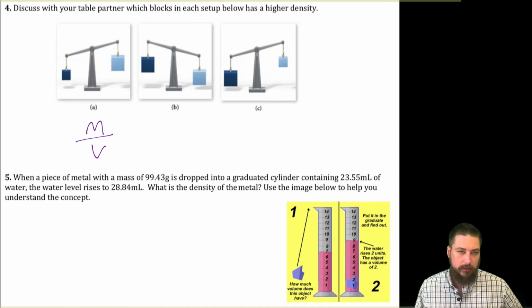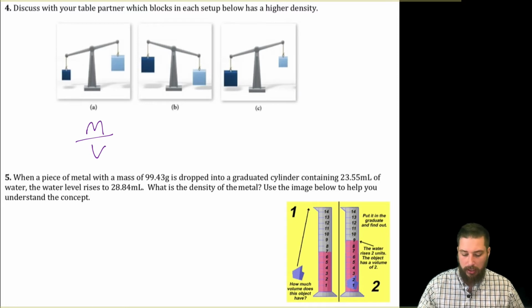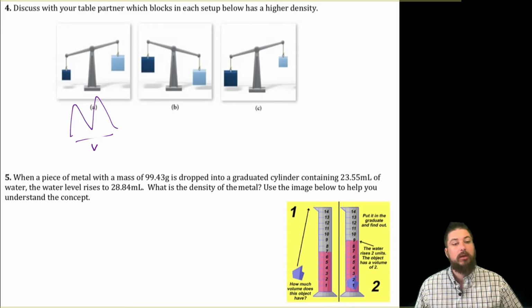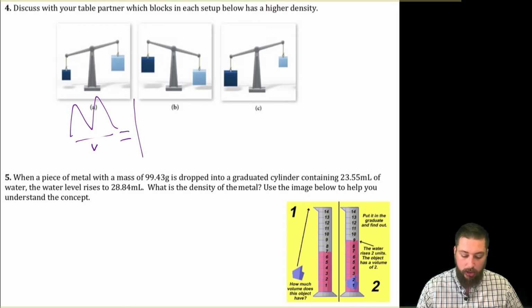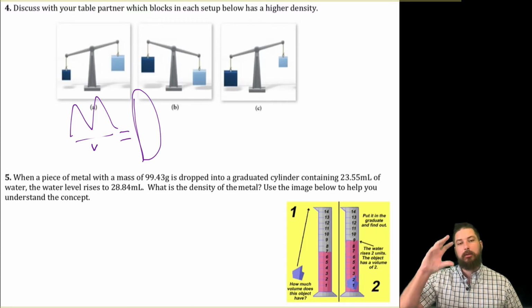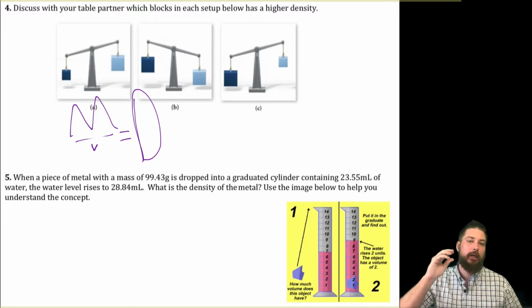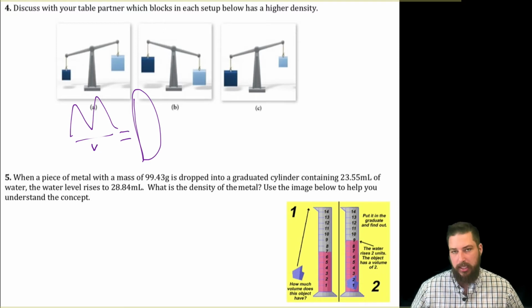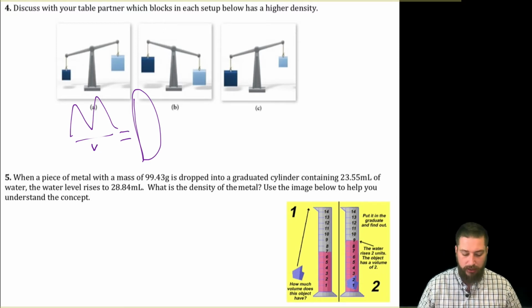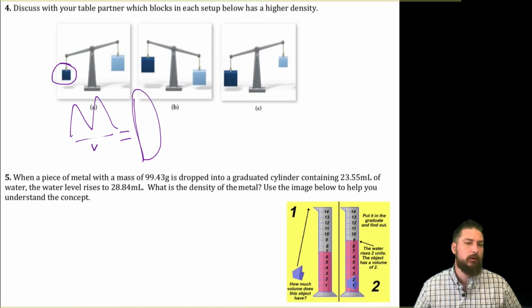So let's go ahead and think about this. In situation A, we know that the blue block clearly has a smaller volume, and it also has a larger mass, which makes the density of this going to be a larger density, because when you take a larger numerator and divide it by a smaller denominator, you end up with a larger number. And so in this situation, this right here has the larger density.